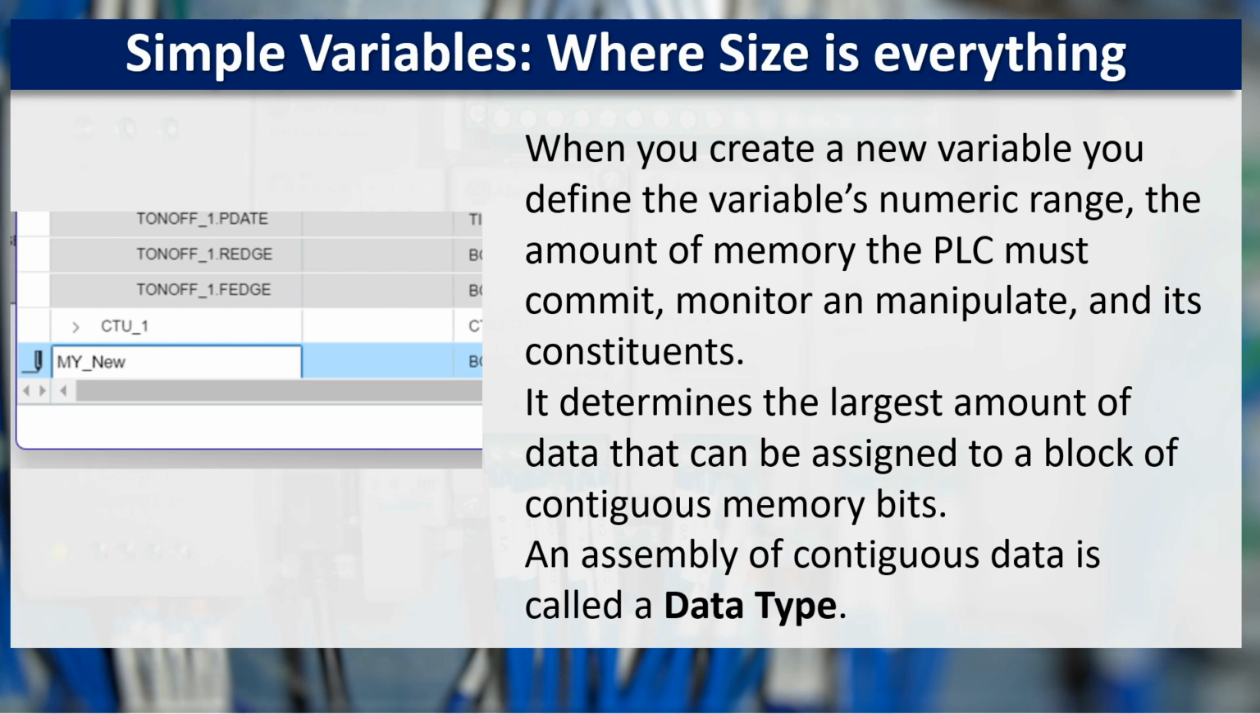When you create a new variable, you define the variable's numeric range, the amount of memory the PLC must commit, monitor, and manipulate, and its constituents. It determines the largest amount of data that can be assigned to a block of contiguous memory bits. An assembly of contiguous data is called a data type.